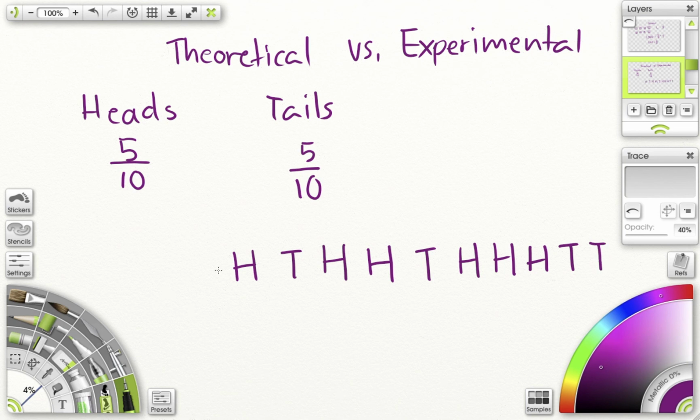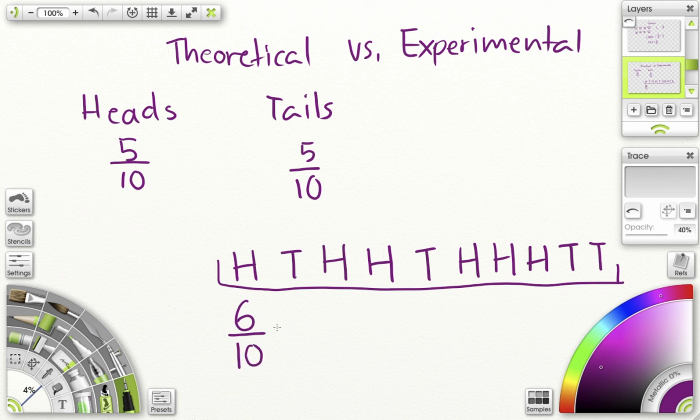So let's say I flipped a coin 10 times and these are my results. How many times did it land on heads? Let's count. 1, 2, 3, 4, 5, 6. It landed 6 times out of 10 flips on heads.